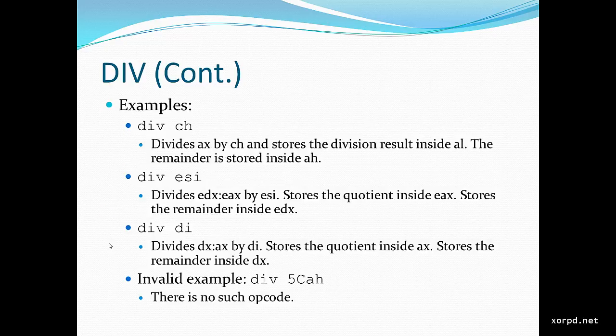Let's look back, for example, here, let's look at this example. If we try to divide by ch some very large number, for example, if ax is going to contain some very large number and ch is very small, maybe if ax is all f's, like ff, ff, and ch is just 1, then this division is going to try to put the result inside al, and there is not enough space inside al to put the result. So an exception is going to be raised.